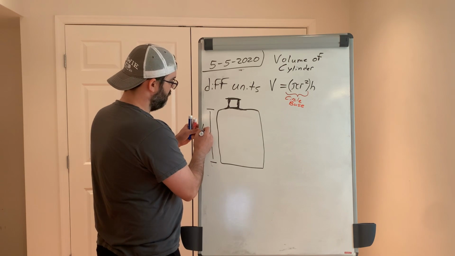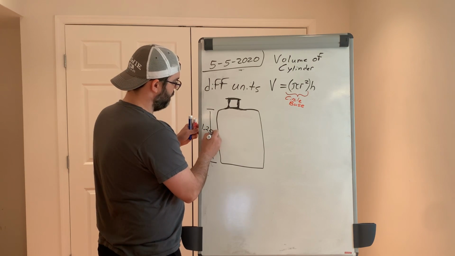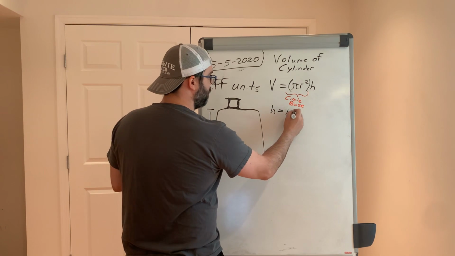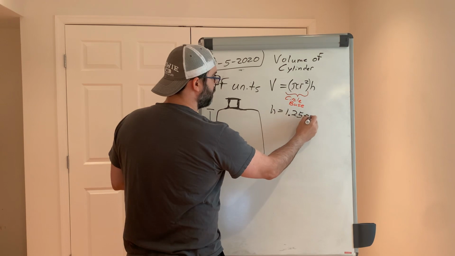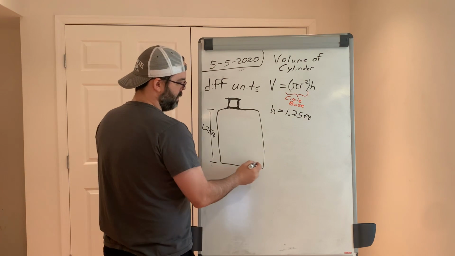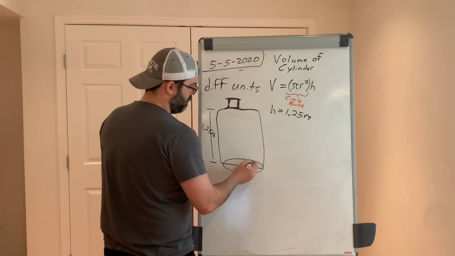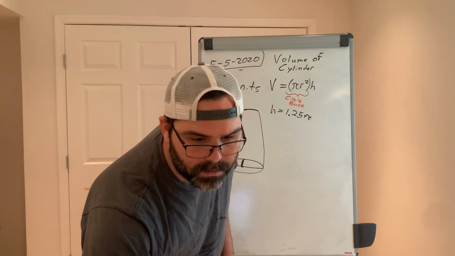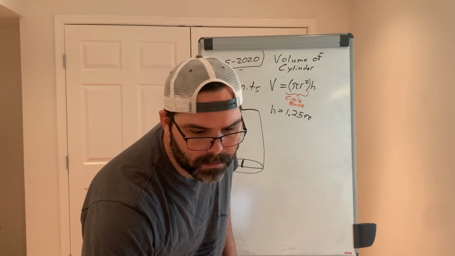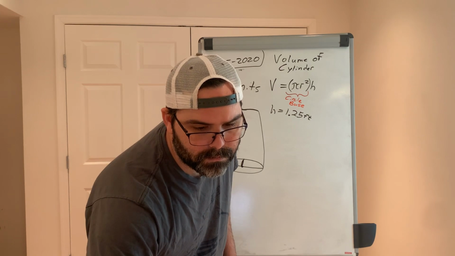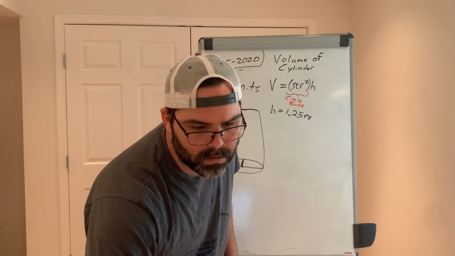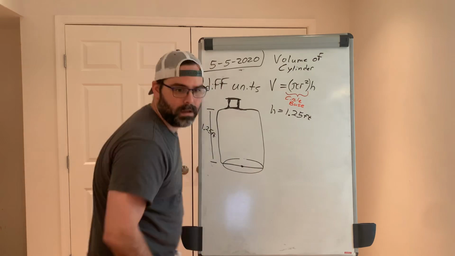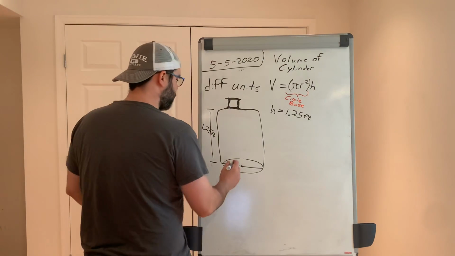Let's say that this is 1.25 feet. I'm going to write it up here. Height is 1.25 feet. And let's say that the radius is, say the diameter is 1 foot.